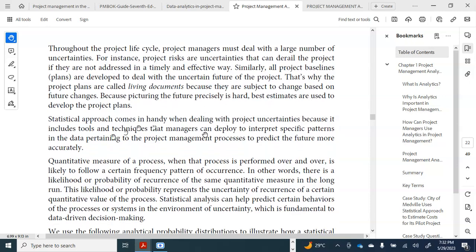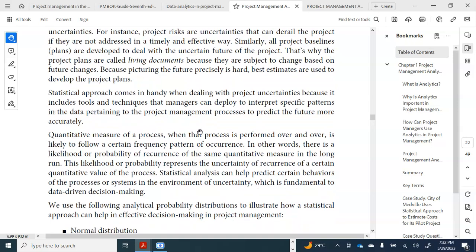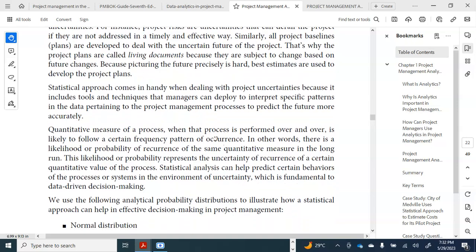The statistical approach comes in handy when dealing with project uncertainties, because it includes tools and techniques that managers can deploy to interpret specific patterns in the data pertaining to project management processes, to predict the future more accurately. Then we have the quantitative measure of processes. When a process is performed over and over, it is likely to follow a certain frequency pattern of occurrence. That's a quantitative measure, right? In other words, there is a likelihood or probability of occurrence of the same quantitative measure in the long run. This likelihood or probability represents the uncertainty of recurrence of a certain quantitative value of the process.